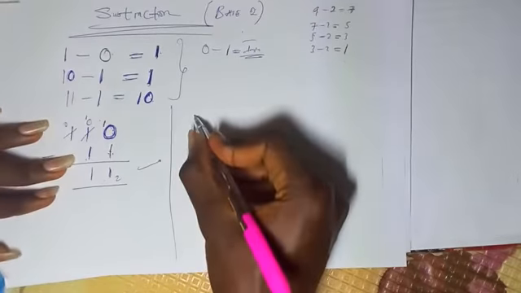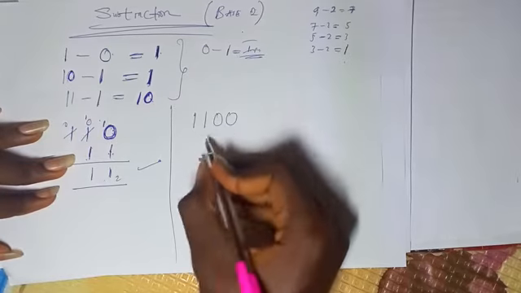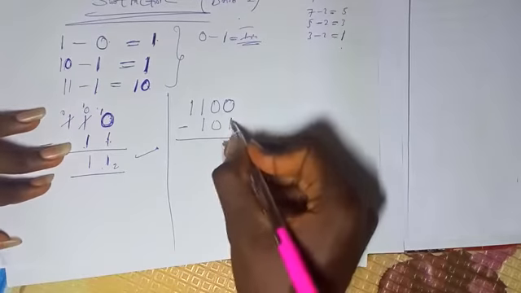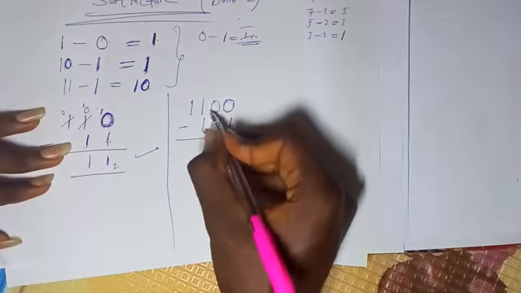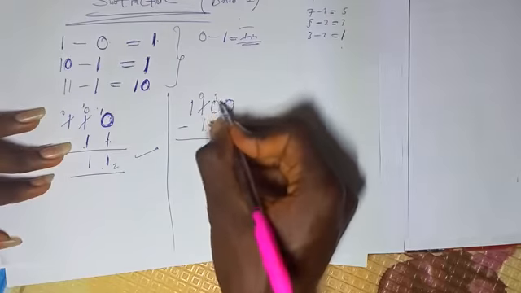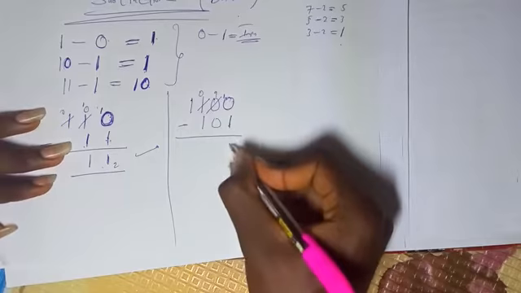Let's add more questions. Suppose we have 1 1 0 0 1 0 1. Let's subtract. Now 0 minus 1 is impossible. I can't borrow from here, but I can borrow from here. This becomes 10, but I'll still borrow. This becomes 9, and this becomes 10. I hope you are familiar with that. So 10 minus 1, that is 1.